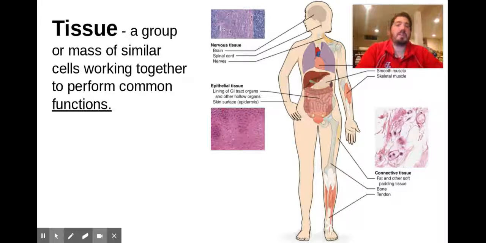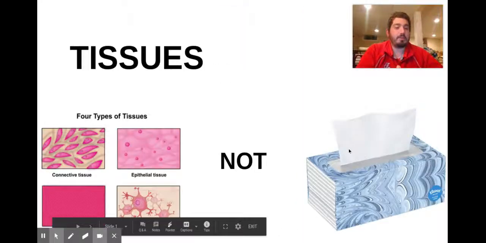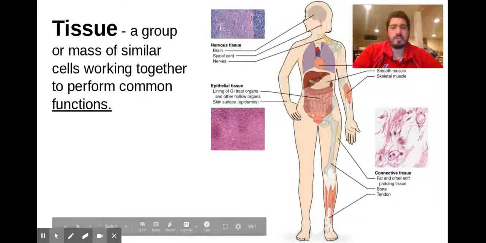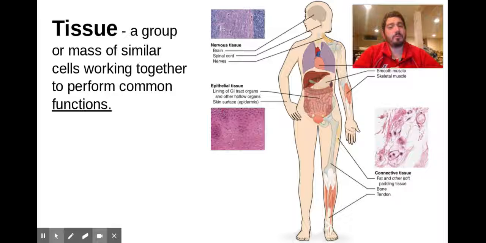All right, so what is a tissue, right? Again, not that box of Kleenex, but when we're talking about biology and human anatomy, what is a tissue in the body? Well, it's a group of similar cells that work together to perform common functions.